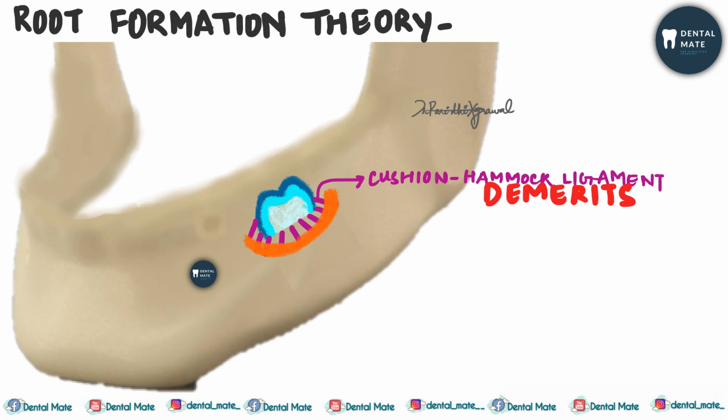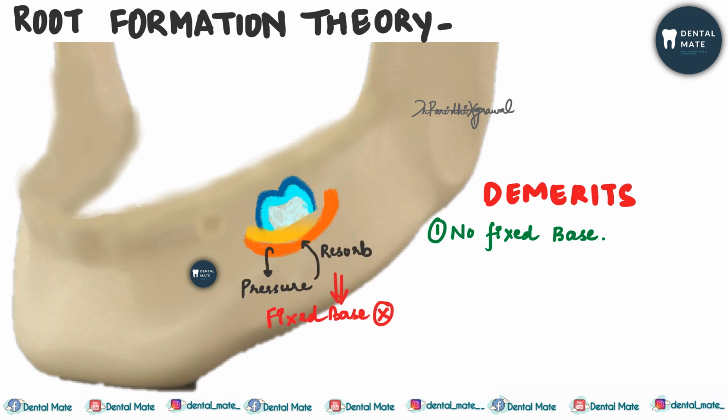Now, what were the demerits of this theory? No such fixed base exists. The bone present at the base of the socket cannot act as a fixed base, because the pressure on the bone would result in resorption of the bone itself. And no cushion hammock ligament is present. It is the pulp delineating membrane which separates the dental pulp from the periapical tissue. It does not have any bony attachment, so it is not able to function as a fixed base.